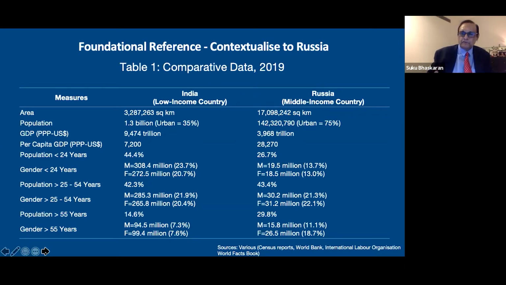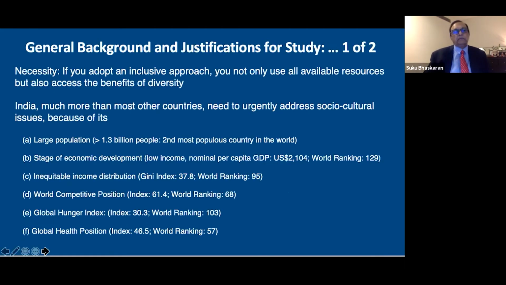As those of you who have a focus on India realize, we are a low-income country hoping to move to the position of a middle-income country. And Russia is already at a very advanced stage of being a middle-income country, and its aspirations are to be a high-income country. So there is some contrast between the two contexts that we're talking about.